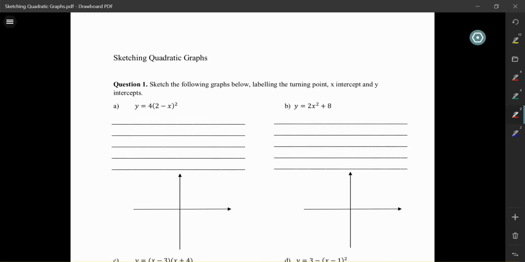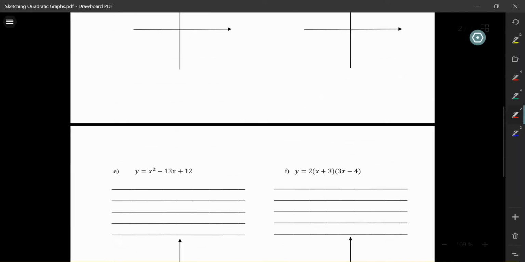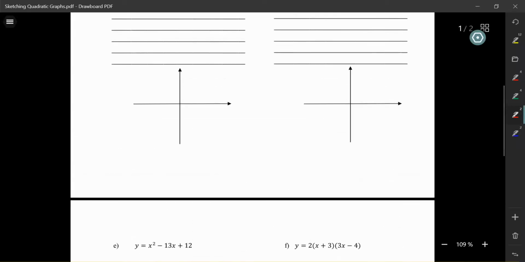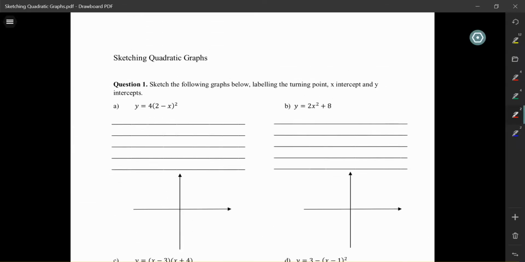Sketching quadratic graphs. Now, this worksheet may be challenging for quite a few because it assesses all the skills that you need in order to sketch a graph, right?